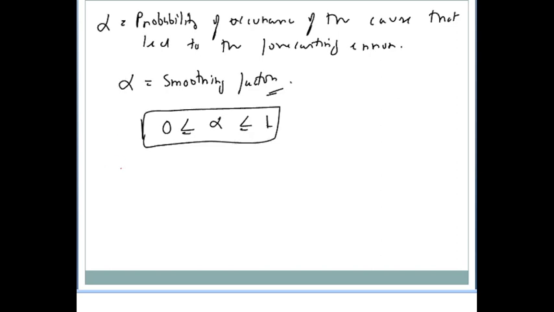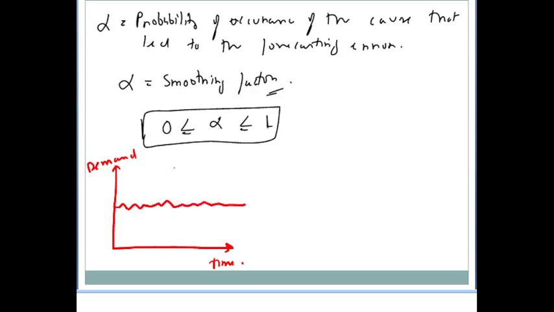Now what will happen? Let's say this is demand and this is time. If alpha is small, then the demands will be stable.